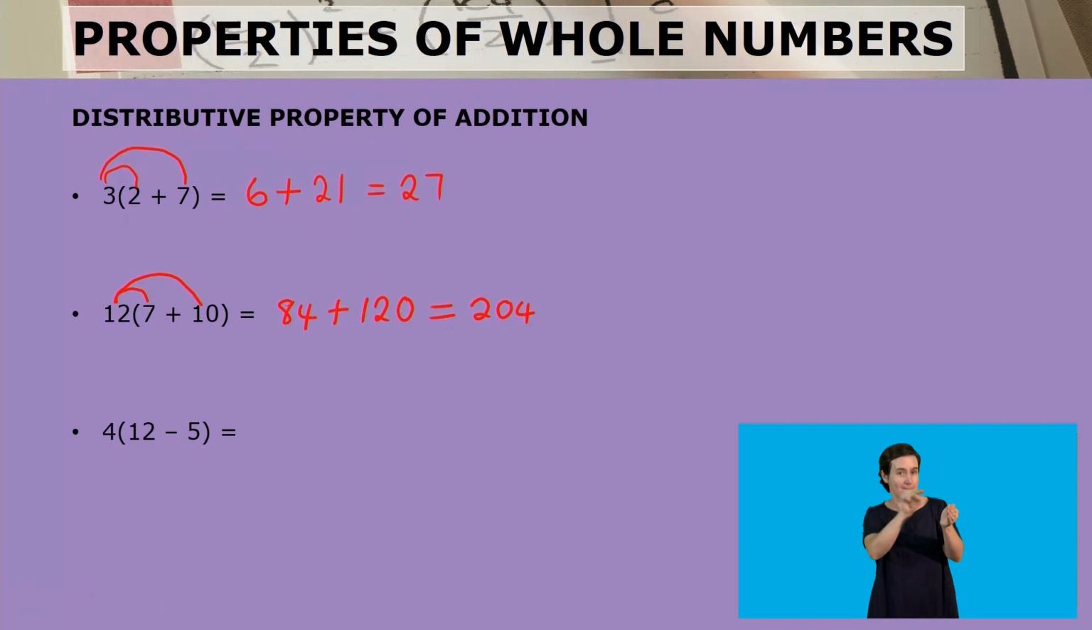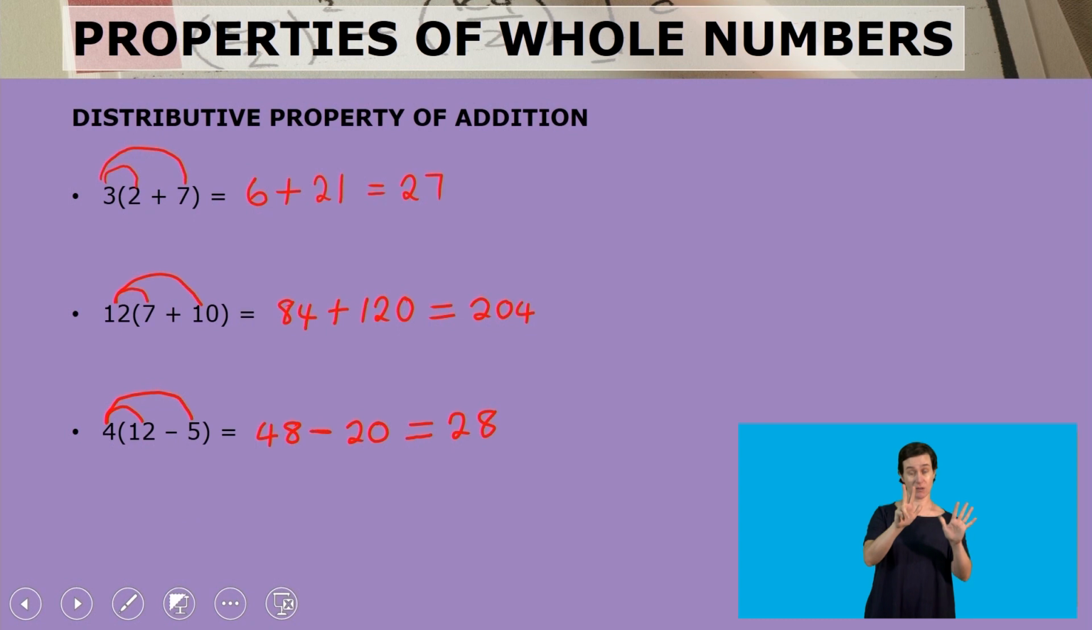The next one has a subtraction in the bracket. Distributive property works for subtraction as well. So we are still going to distribute in the same way. 4 multiplied by 12, that is 48. And we are going to multiply the 4 with the 5 together. And remember, because we are subtracting, that is going to be a minus. So 4 multiplied by 5 is 20. And our answer there is going to be 28, because 48 minus 20 gives us a 28.